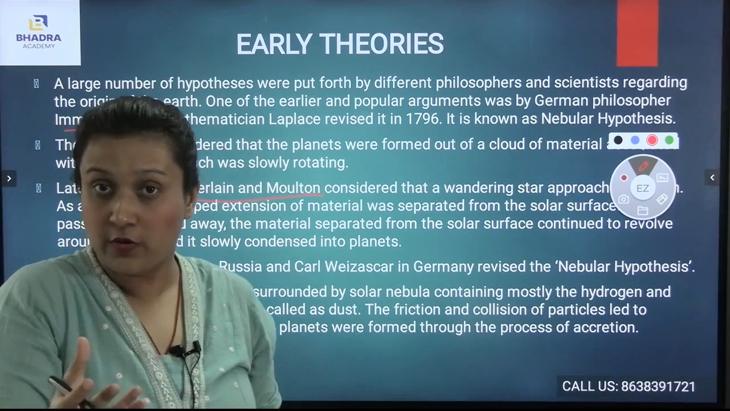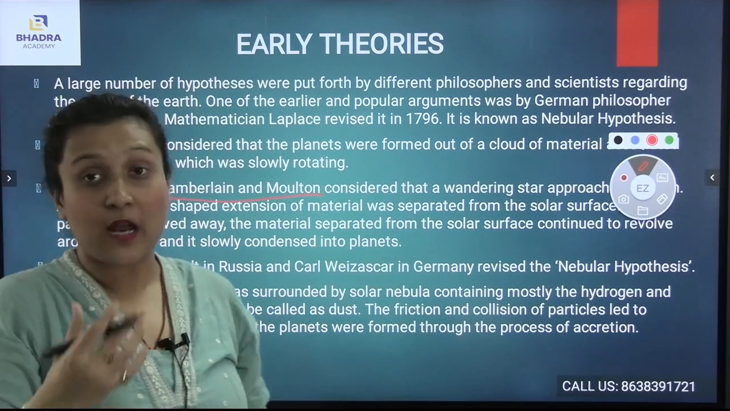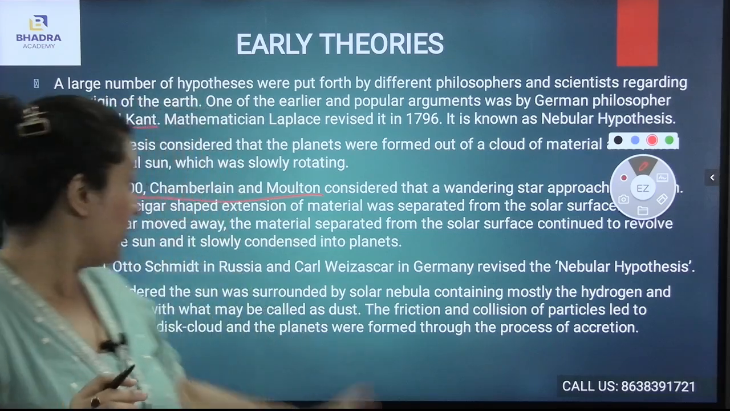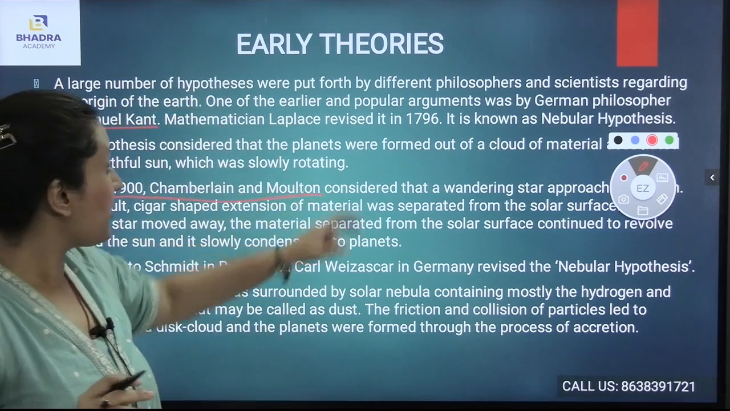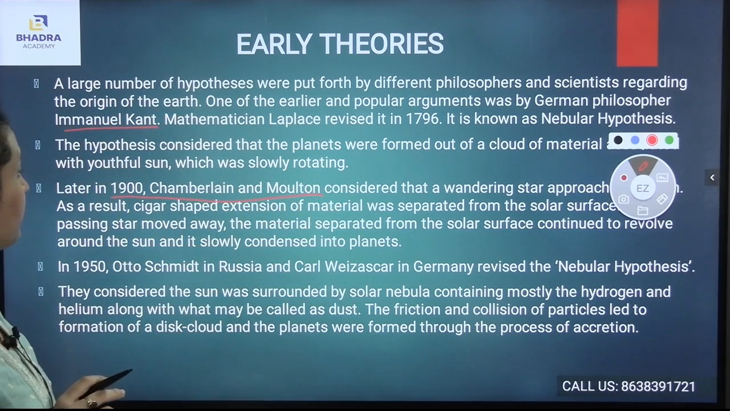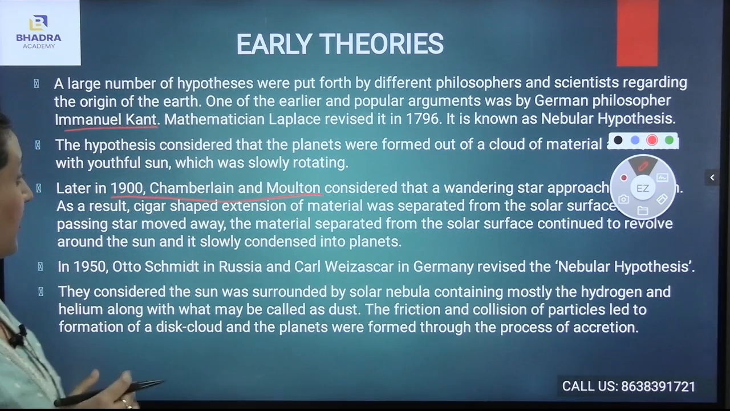Now, later in 1900, Chamberlain and Moulton. As I have told you earlier, most of the planets and the stars were formed from cloud-like material, but on the other hand, in the year 1900, Chamberlain and Moulton considered a wandering star approach. As a result, a cigar-shaped extension of the material was separated from the solar surface. Passing star moved away.